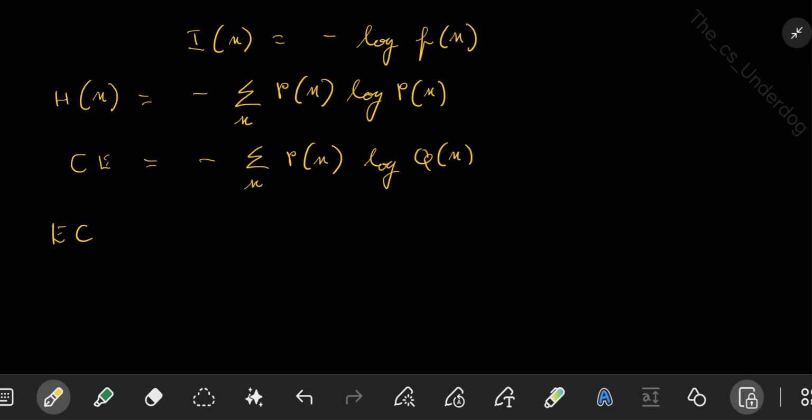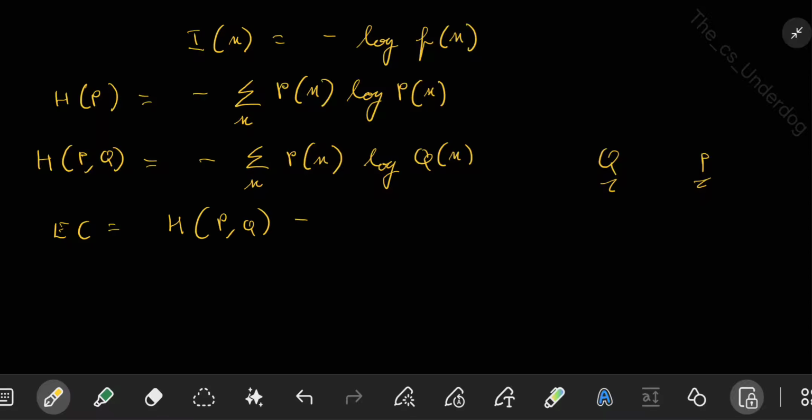That extra cost can be written as cross entropy minus entropy. So cross entropy, instead of writing CE, I'll use the right notation. Right notation is H of P,Q. This is how this can be represented, and this is H of P. This is how I can represent entropy and cross entropy. So the extra cost that I have to bear when I'm using Q in place of P can be written as cross entropy minus entropy of P. This is the way to represent it.